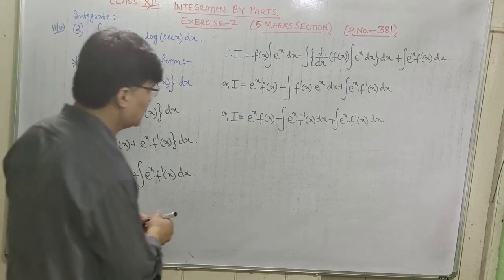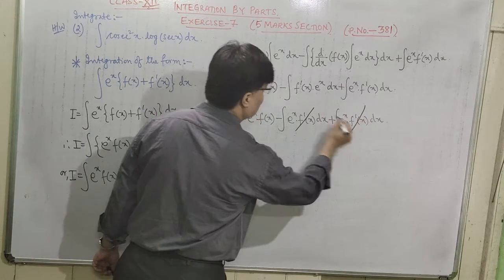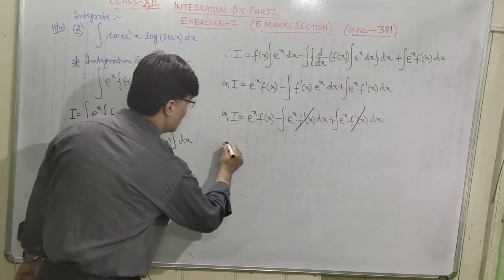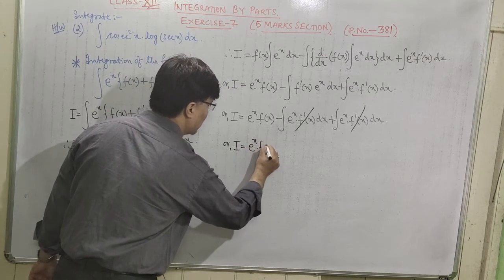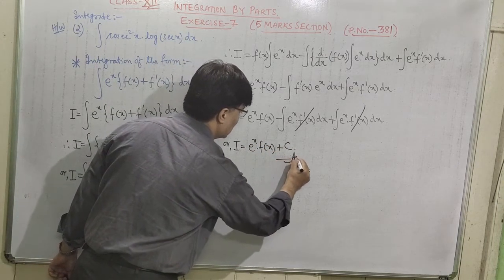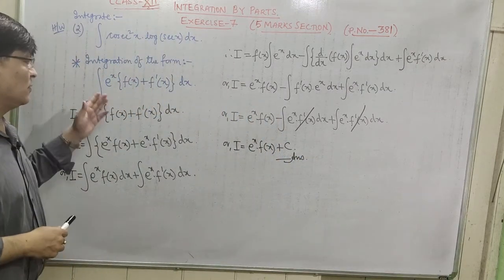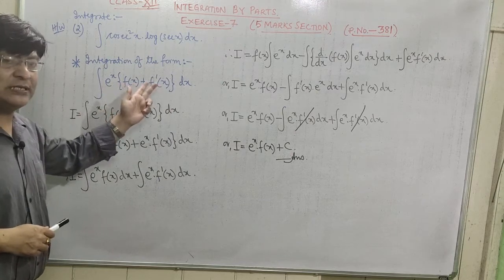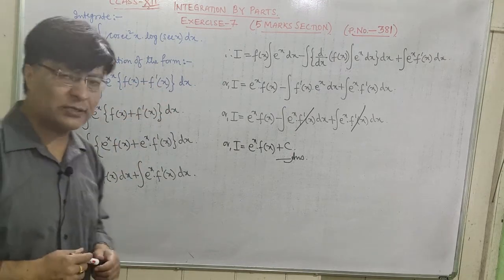So now in this case, you can cancel this second and third term. Okay. So I is equal to, the remaining term is e to the power x f of x plus c. So this is the final answer. This is the method for evaluating this integration of this type. So I think you have understood it. So you can copy it.